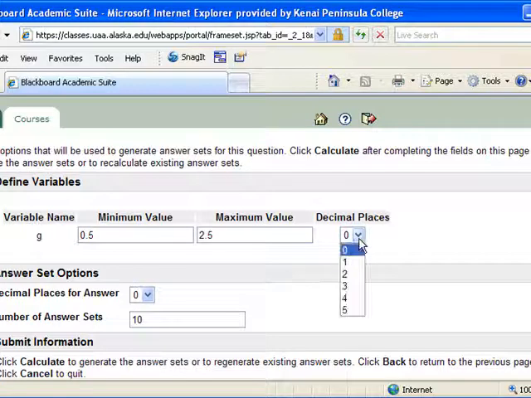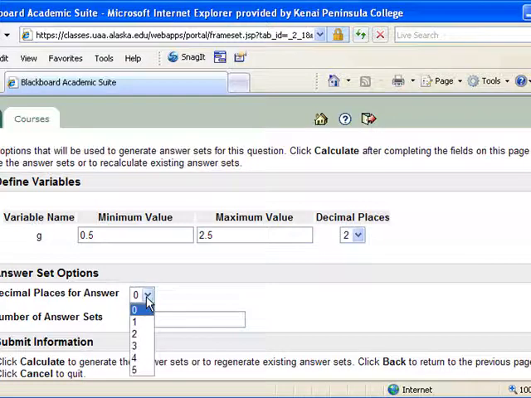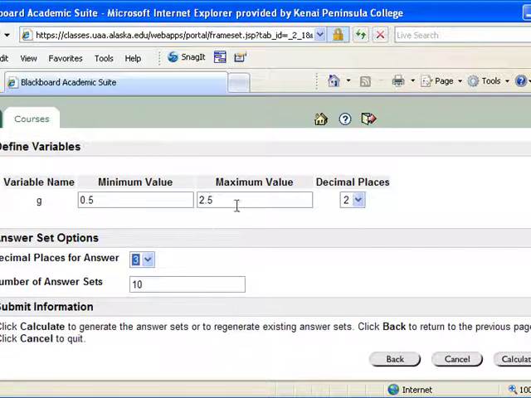Okay, let's say decimal places. Let's say I want to choose 2 decimal places. Decimal places for the answer. Well, I'm dividing by 7.48, so maybe I'm going to make it 3 decimal places to be in accordance with significant figures. Number of answer sets, I'm totally free to choose that. Let's assume I choose 20. I usually just choose 10, but here let's go with 20.